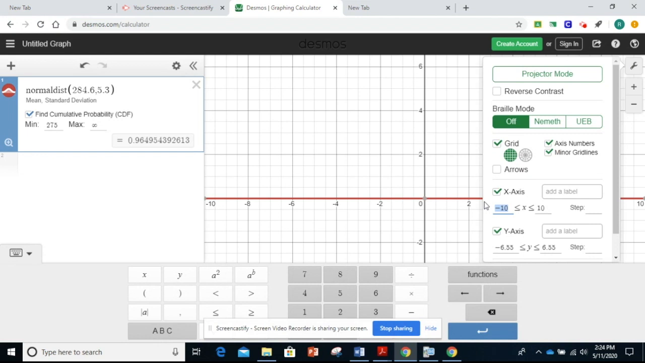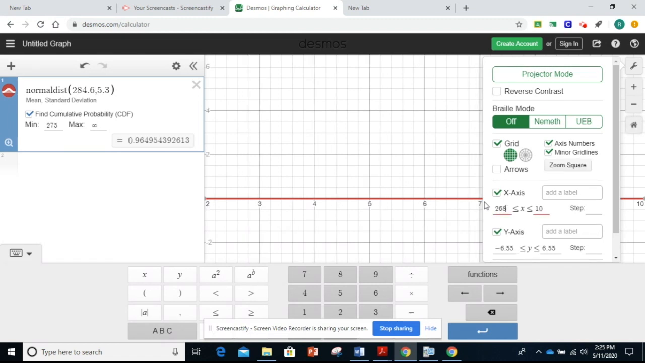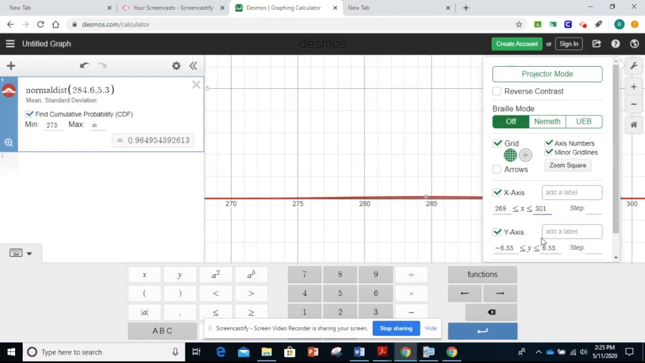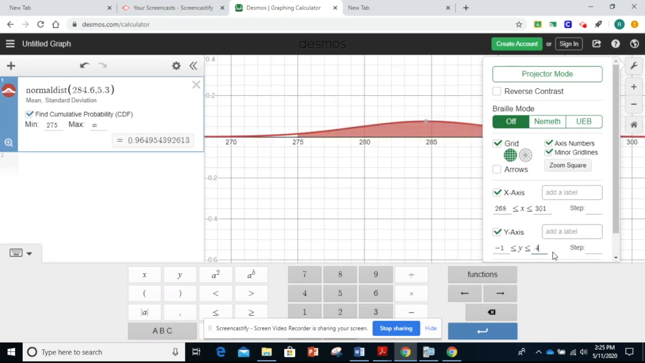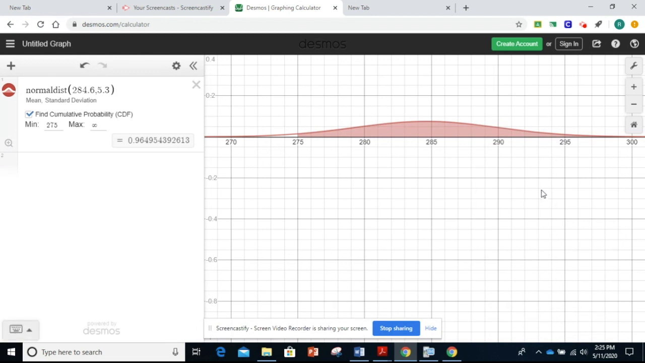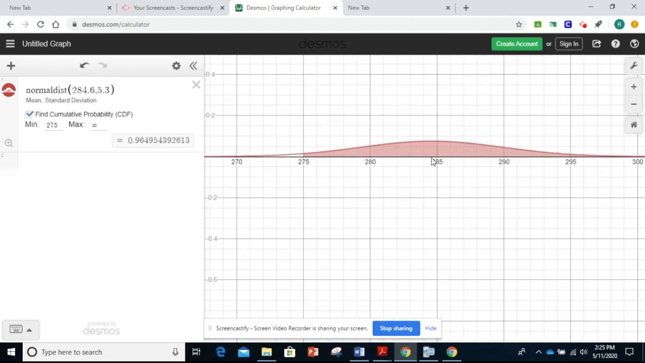And so I'm going to choose X values between, let's see, if we move 3 standard deviations below, that's going to be about 268 roughly, and 3 standard deviations above is going to be a little bit over 300. So I'm going to do like 301. And so I'm probably also going to have to change my y-axis. So I'm going to choose -1, and I'm going to go up to maybe 0.4. Okay, so if you look here, this is roughly the shaded area that we had, and then 284.6 would be right in this area for the mean.